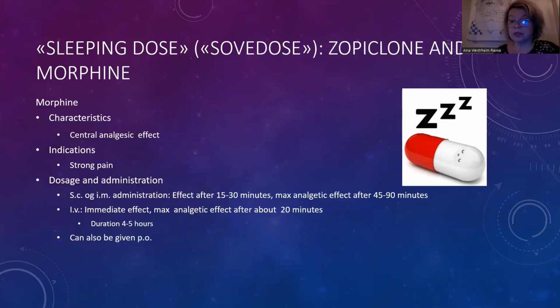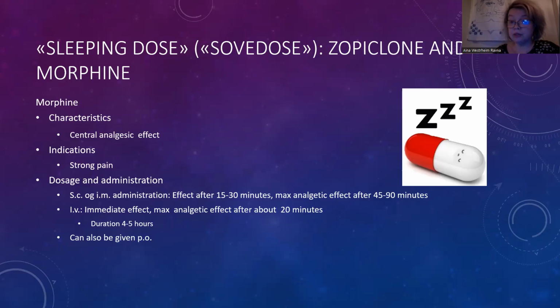Yeah. So we are moving on to morphine. Morphine has a central analgesic effect. Indications. The main indication for giving morphine is strong pain. If you give morphine subcutaneously or intramuscularly, you get an effect after 15 to 30 minutes, and the max analgesic effect after 45 to 90 minutes.